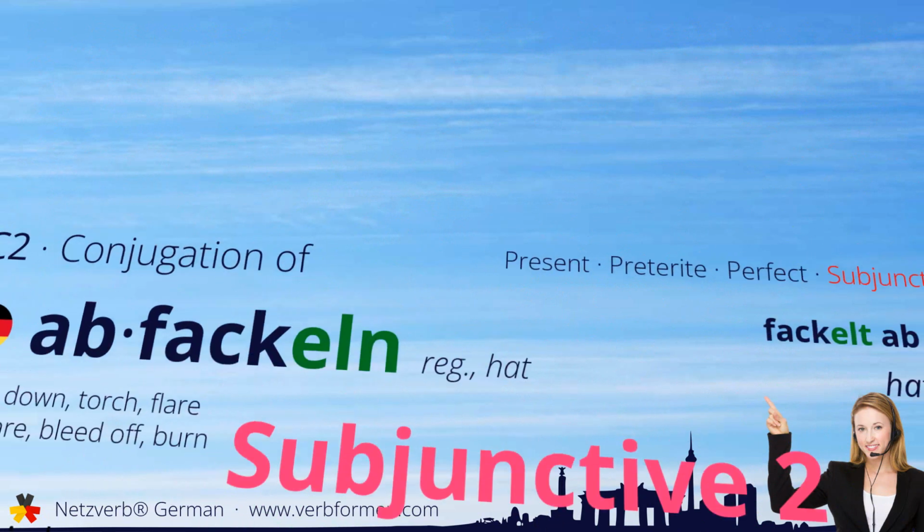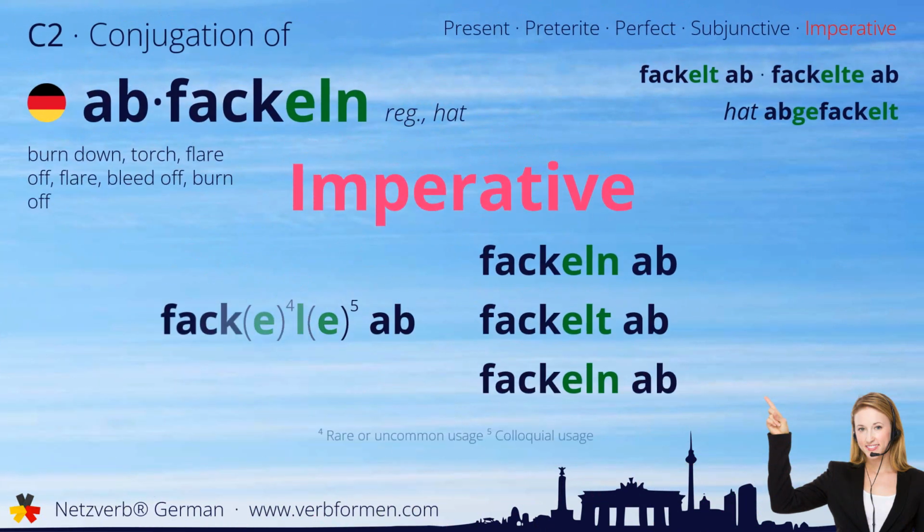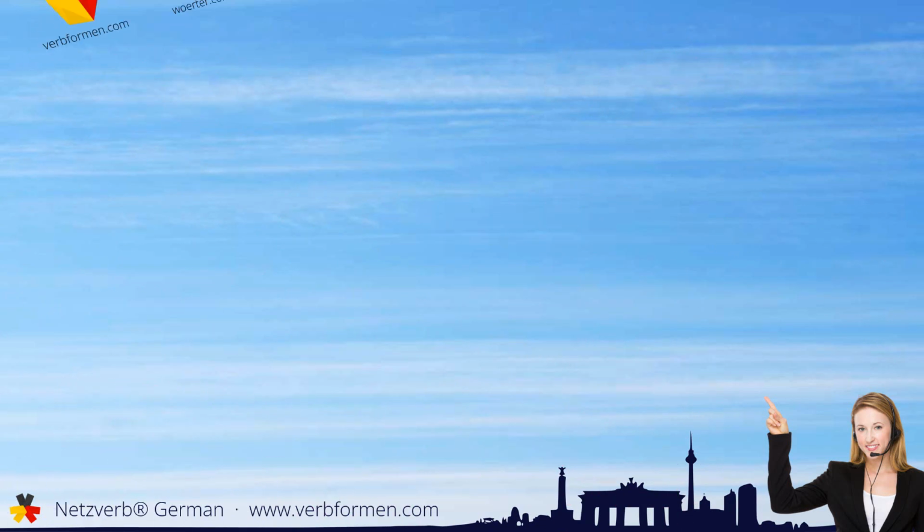And finally, we'll cover the imperative. Fackle ab du. Fackeln ab wir. Fackelt ab ihr. Fackeln ab sie. That was our today's learning video about the verb abfackeln.